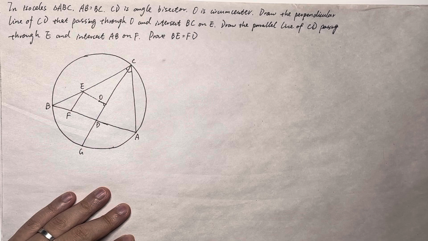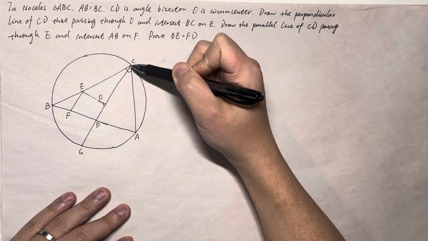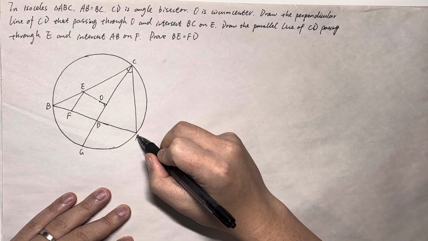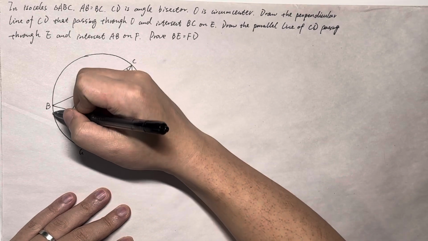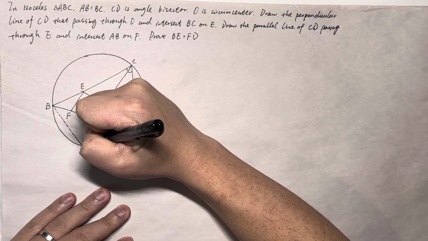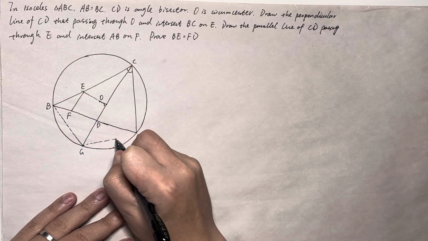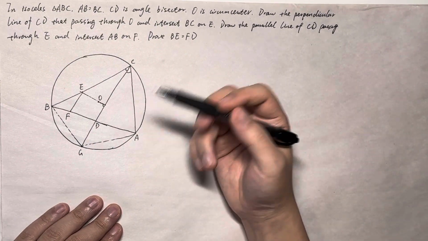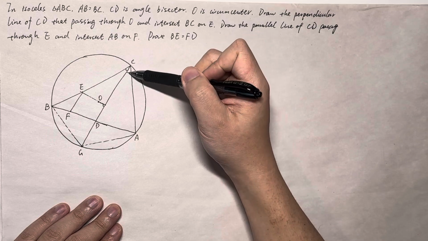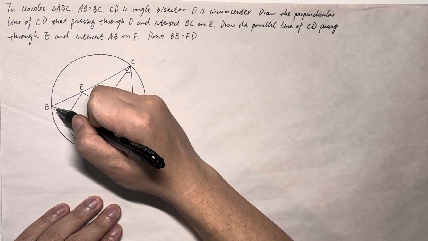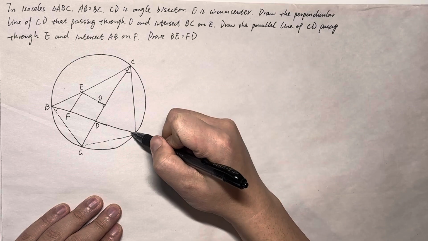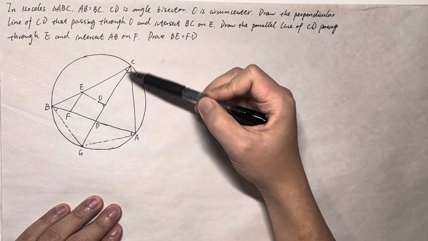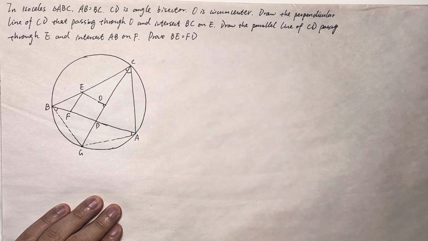CD is an angle bisector, so BG equals GA. That's a property of the incenter. So let's connect BG and connect GA. We don't know whether it's useful or not, we just try to get as much information as possible. So this angle equals this angle equals this angle and equals this angle. It's obvious, these four angles are equal.